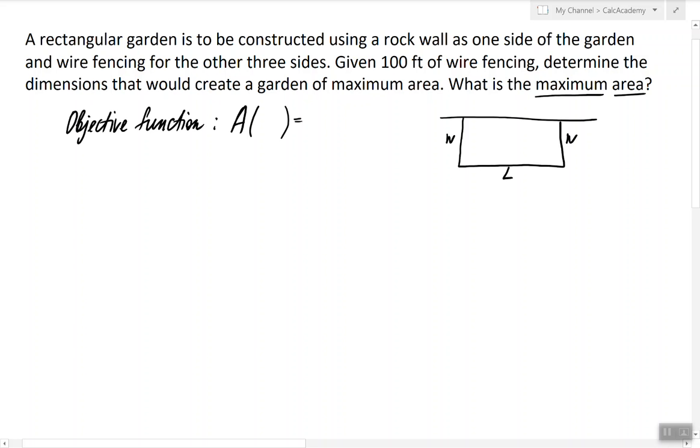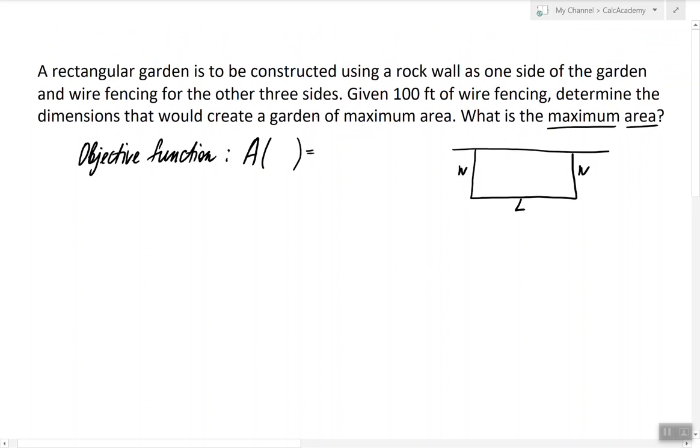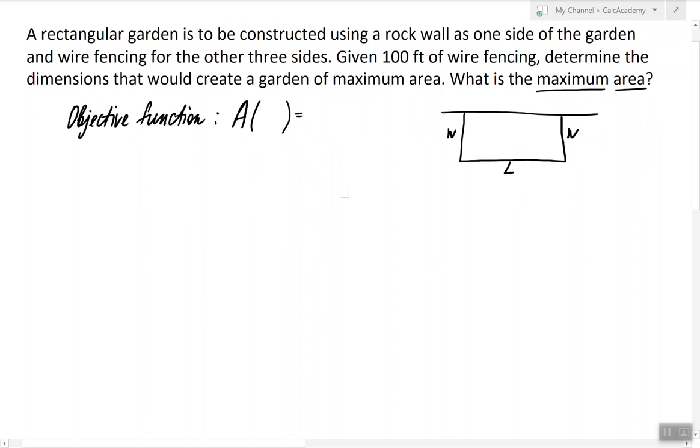So since we have control of W and L, we know that the area can be found by multiplying W and L. So as of right now, the area function is a function of two inputs because it depends on two variables. We don't know the tools yet to maximize or minimize a function of two variables. So we have to find a way to rewrite this as a function of one variable.